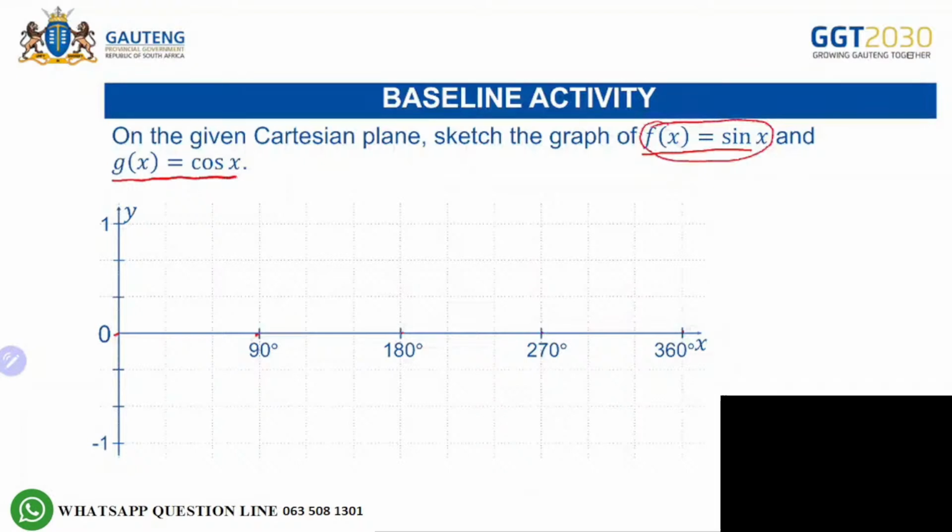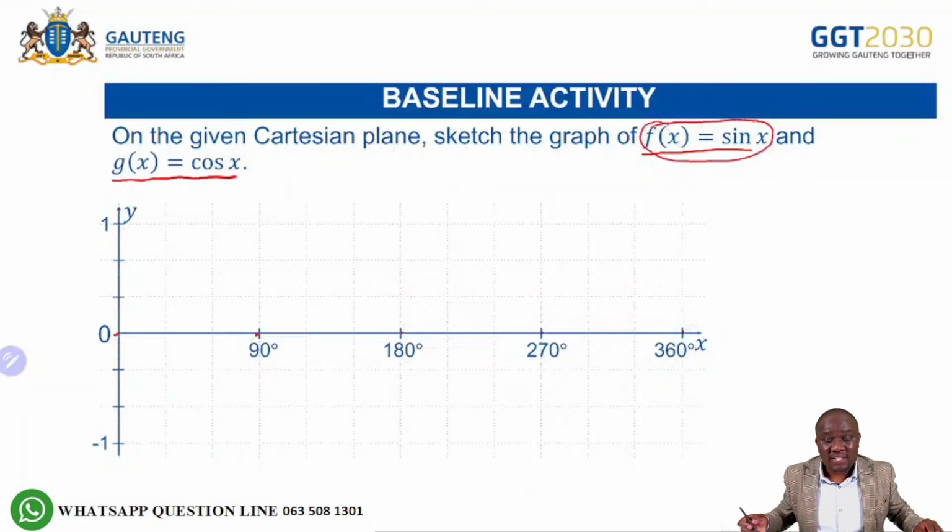Sine x. The sine graph, where does it start? It starts at the origin. Sine 0 degrees is equal to 0. You can check that with your calculator. Sine 0 degrees is equal to 0. So let's plot our point there at 0. What happened to my point? Oh, it's there. Let me clear this ink.